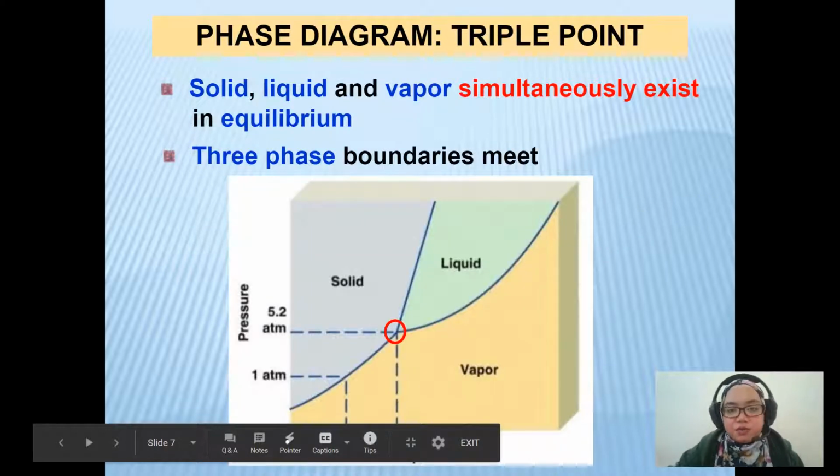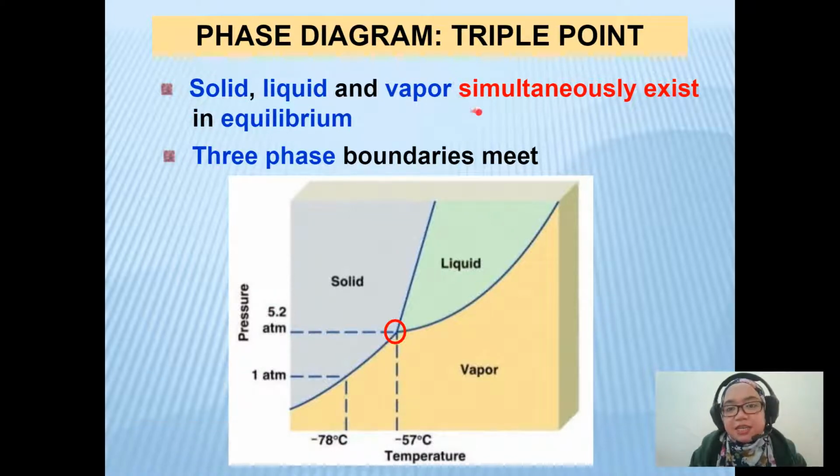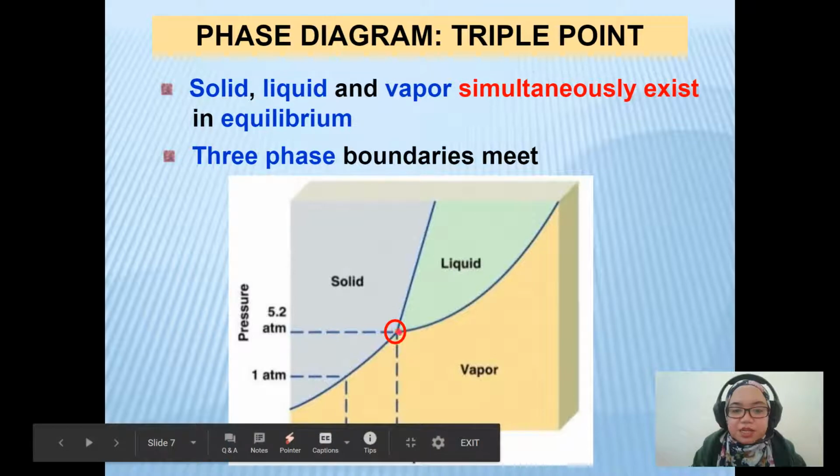So what is the triple point? This is the triple point here. Triple point is when solid, liquid, and vapor or gas simultaneously exist in equilibrium. So 3 phase boundaries meet. Kat sini nampak ni solid ada, liquid ada, gas phase pun ada. So kita panggil ni triple point.